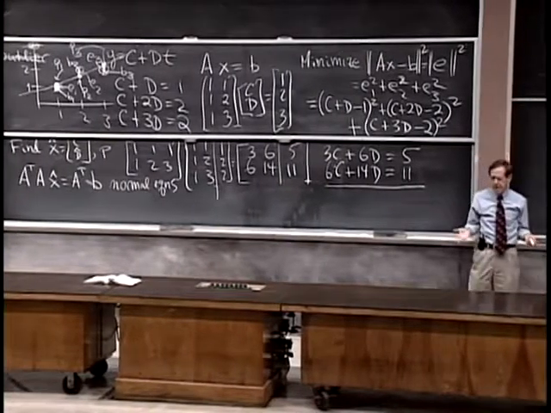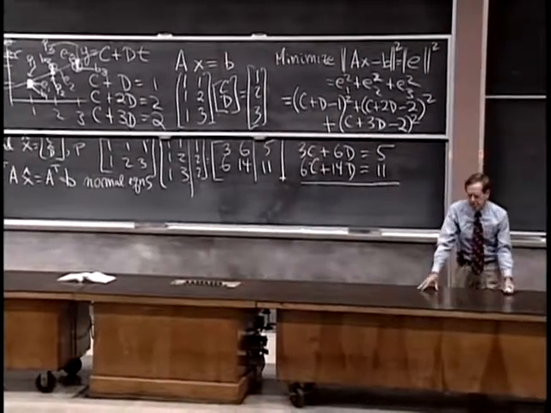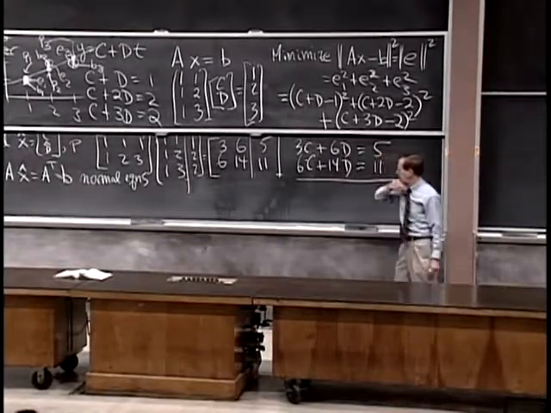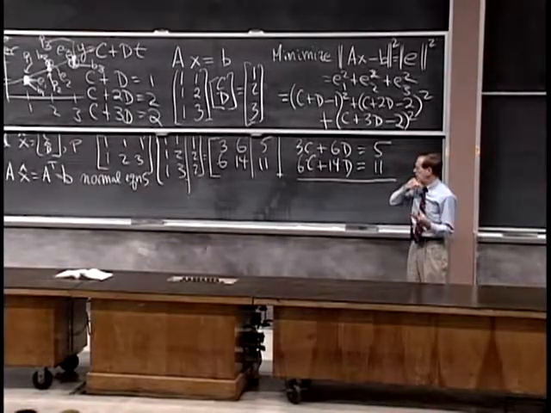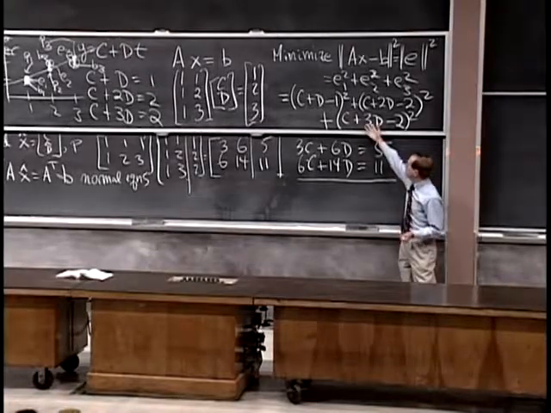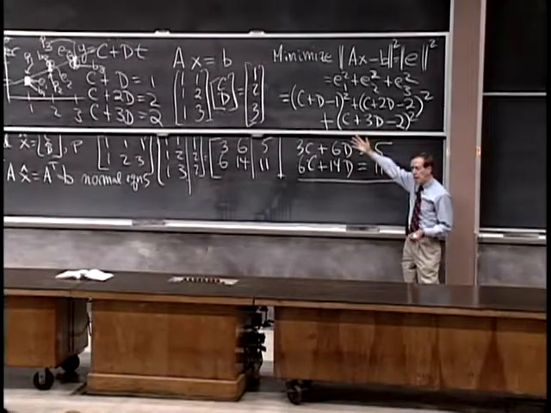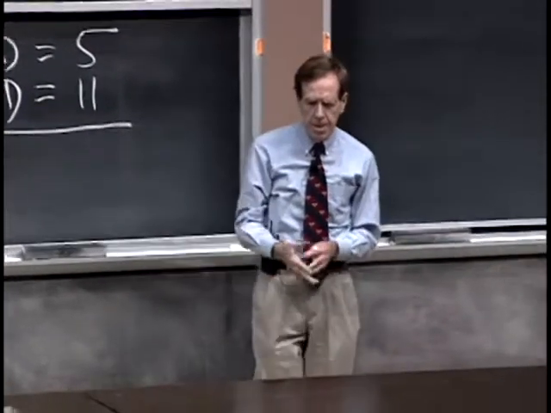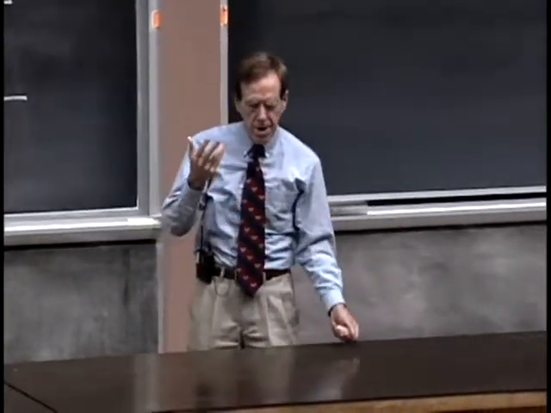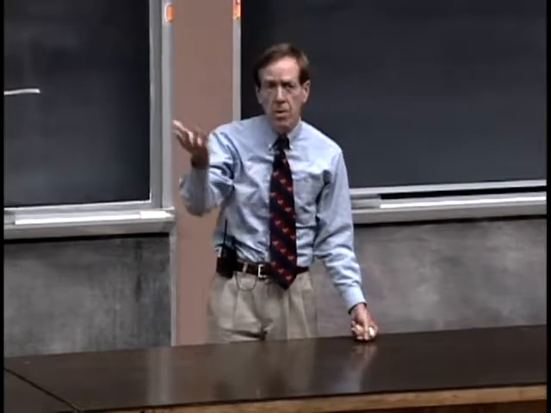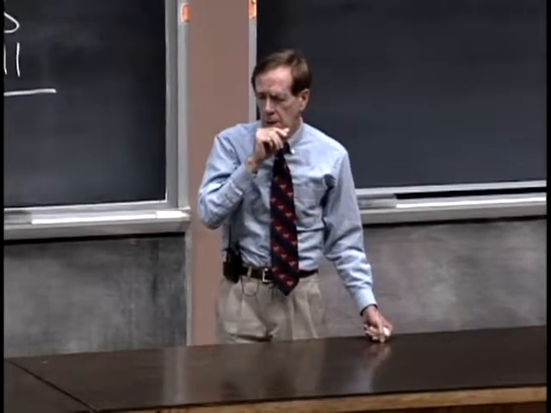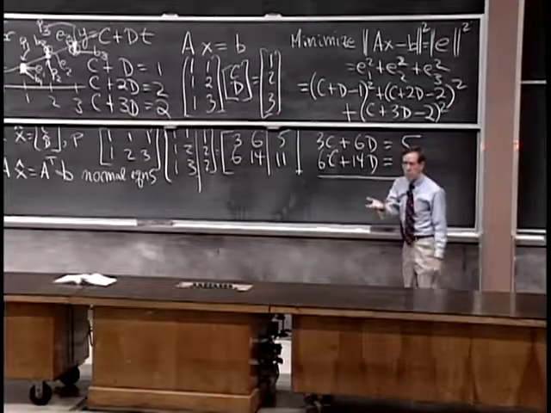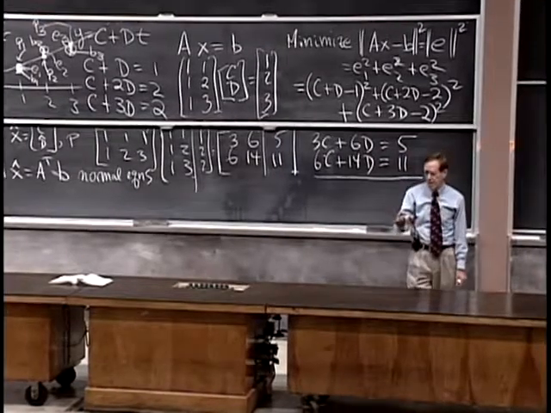How would you minimize that? Linear algebra has given us the equations for the minimum. But we could use calculus too. That's a function of two variables, C and D, and we're looking for the minimum. So how do we find it directly from calculus? We take partial derivatives, right? We've got two variables, C and D.